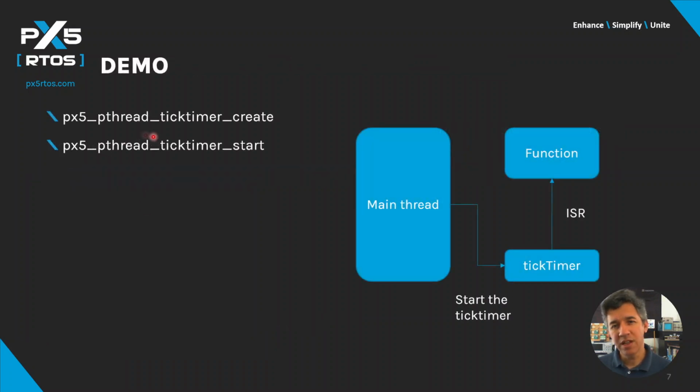The sample we'll see now is based on a single thread and a function that is triggered by an ISR. So the main thread will create and start the ticktimer, and once this ticktimer expires, the function is called from the ISR processing. Okay, let's see these APIs in action.